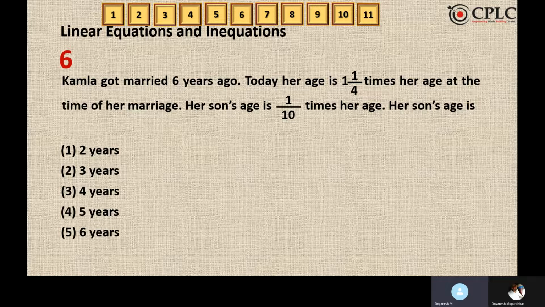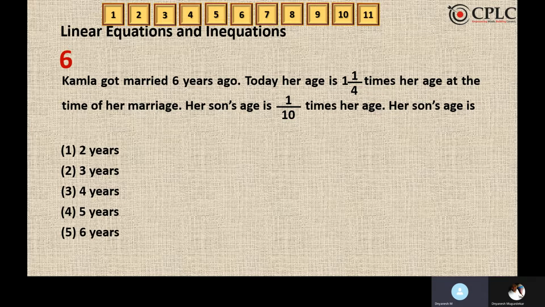Sixth one, Kamla got married 6 years ago. So suppose her current age is k, 6 years ago her age will be k minus 6. Today her age is 5 by 4 times her age at the time of her marriage. So today her age, which we have assumed to be k, is 5 by 4 times her age at the time of her marriage. She got married 6 years ago. So 5 by 4 times k minus 6. You solve that, you'll get the value of k.